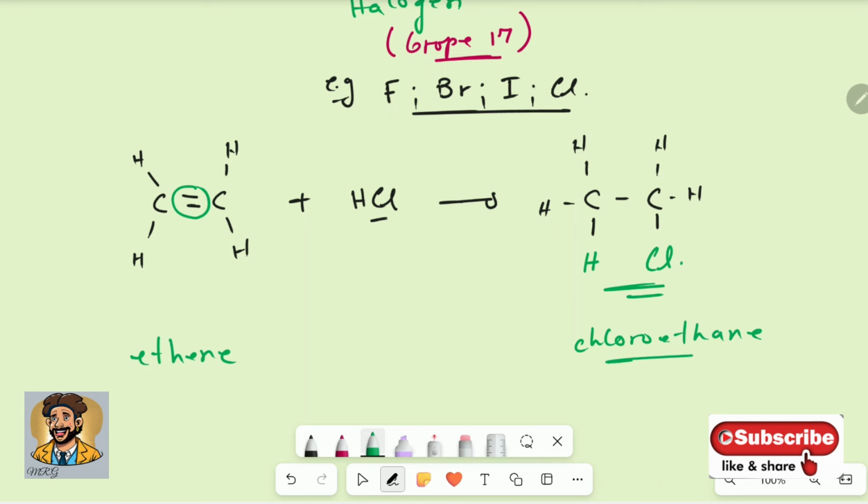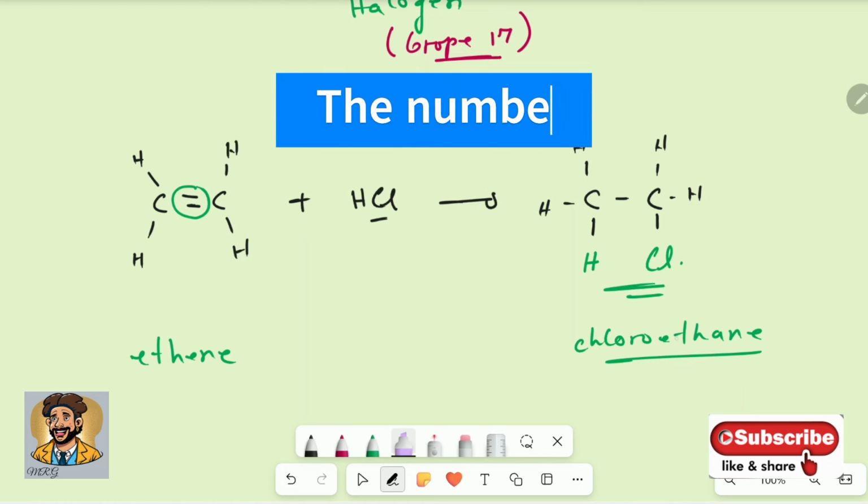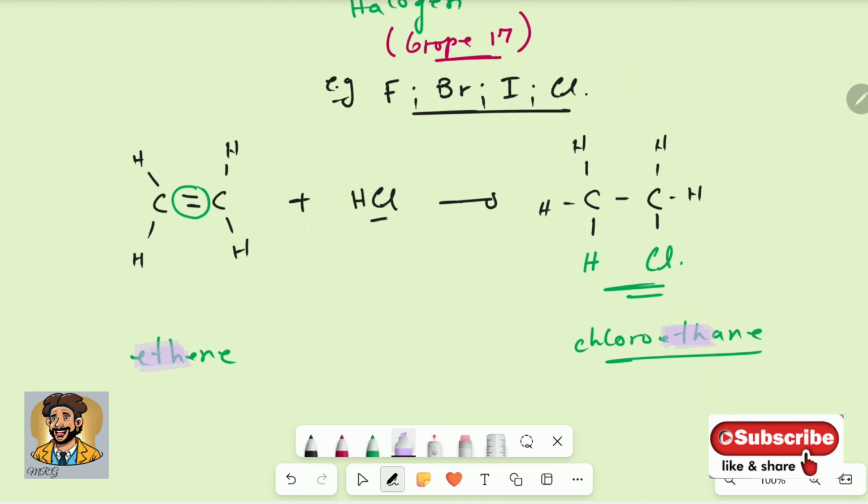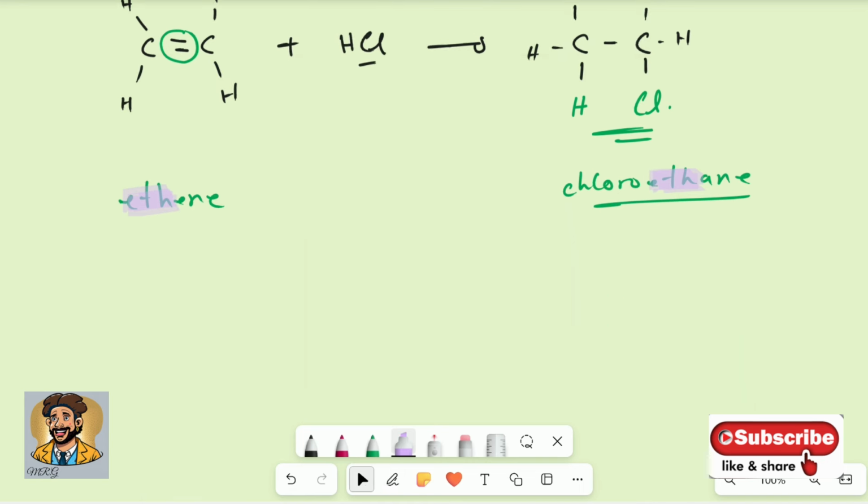chloroethane. Now, important: the number of carbons stays constant. You cannot change the number of carbons. The only change is that now we're converting this alkene into a haloalkane. Now, things may become tricky when you have an alkene with more than 3-4 carbons involved, when you have substituents, etc. Because there are some rules we have to look at.